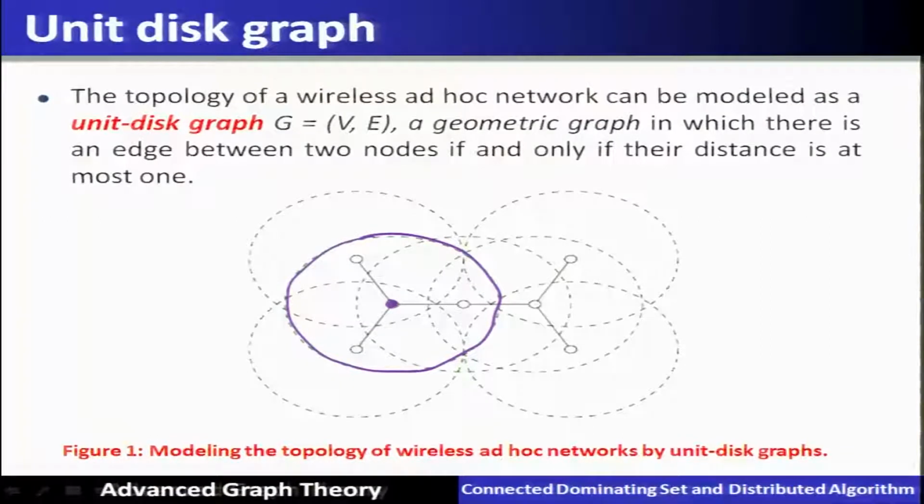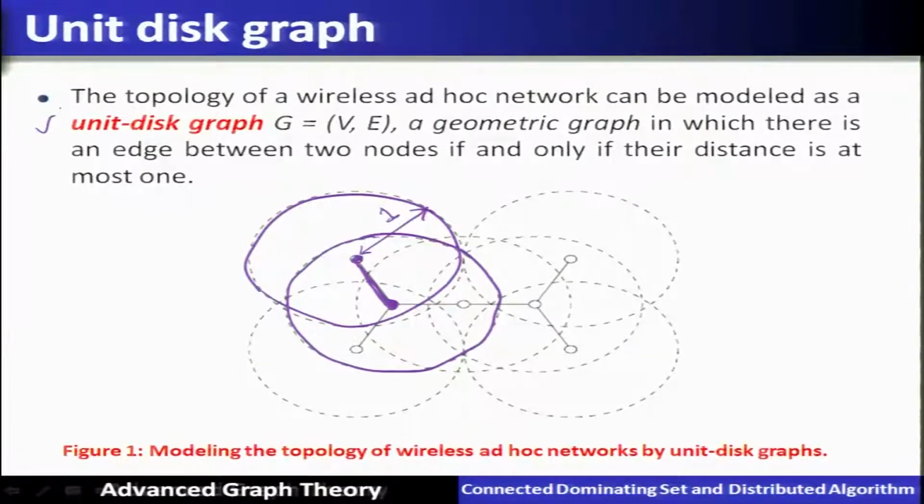So, if this is the node, this is its communication range. If this is another node, its communication range is overlapping with the previous node's communication range. Hence, there is an edge. Why? Because this particular disk is of only 1 unit length, hence they are able to communicate with each other and there exists an edge in the unit disk graph.